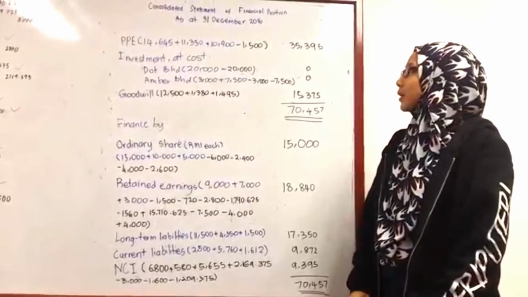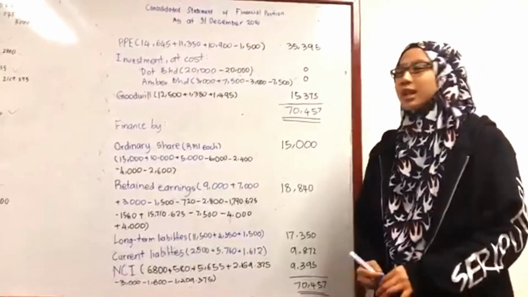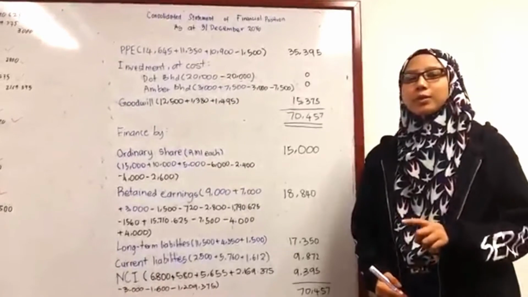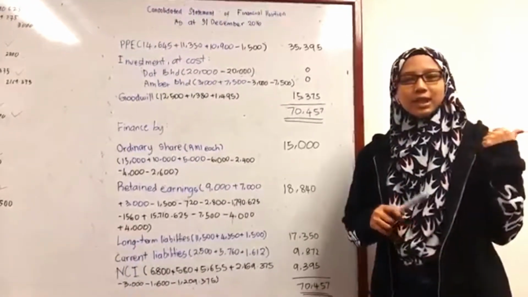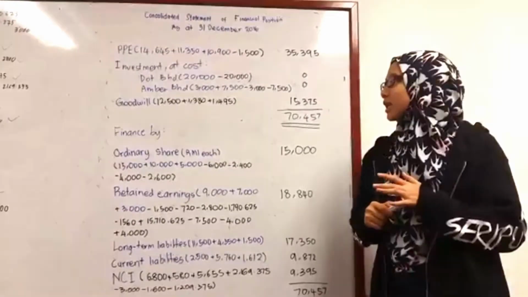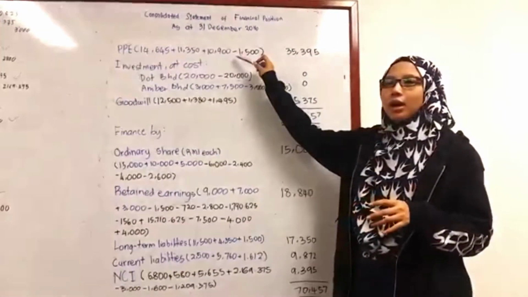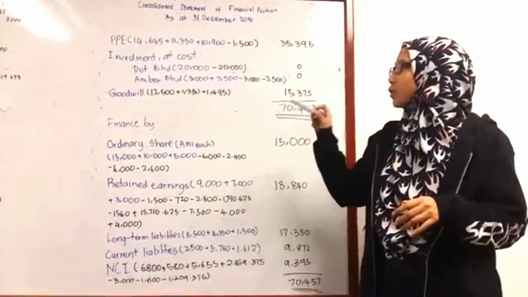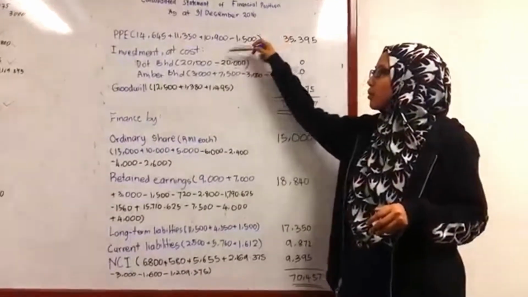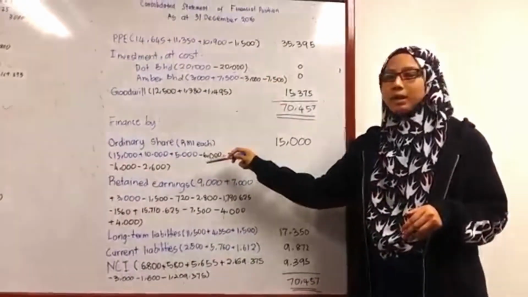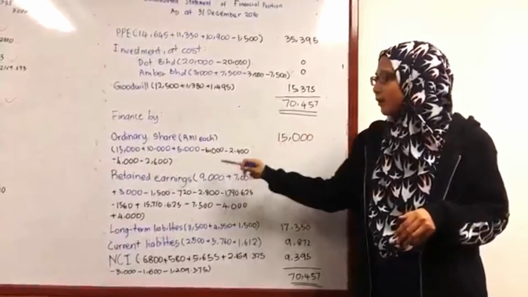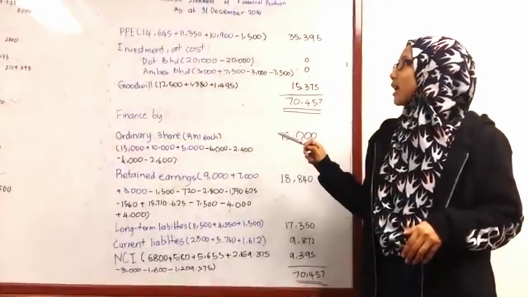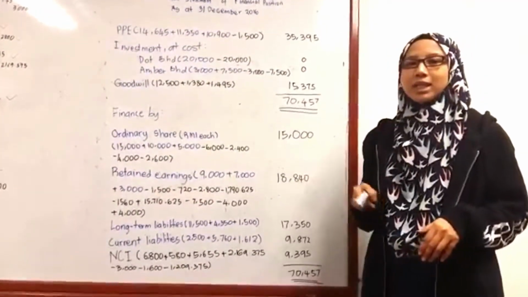Now I will explain about the consolidated statement of financial position as at 31st December 2016. So for the first step, we do the same as we did before for the income statement, whereby we rewrite all the original amounts from the statement of financial position for the three companies. So the blue one is the original amount from the statement of financial position given, but for the retained earning, we need to take the beginning retained earning for the year as at 1st January 2016.